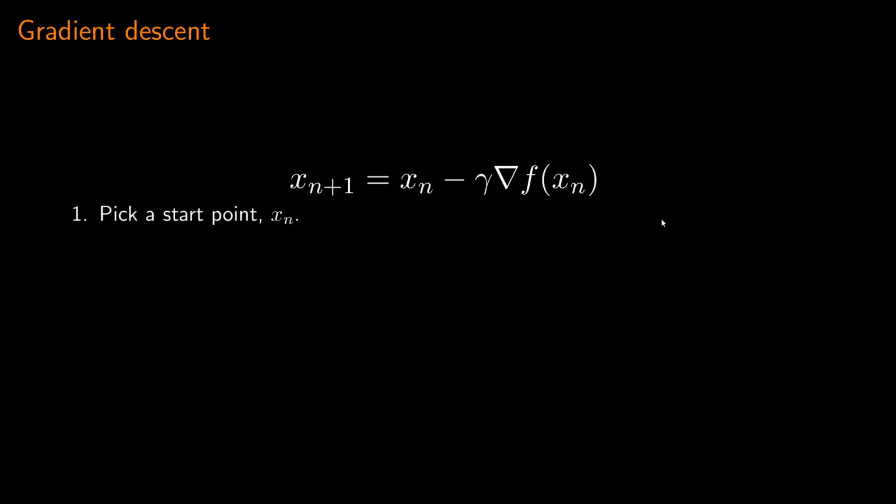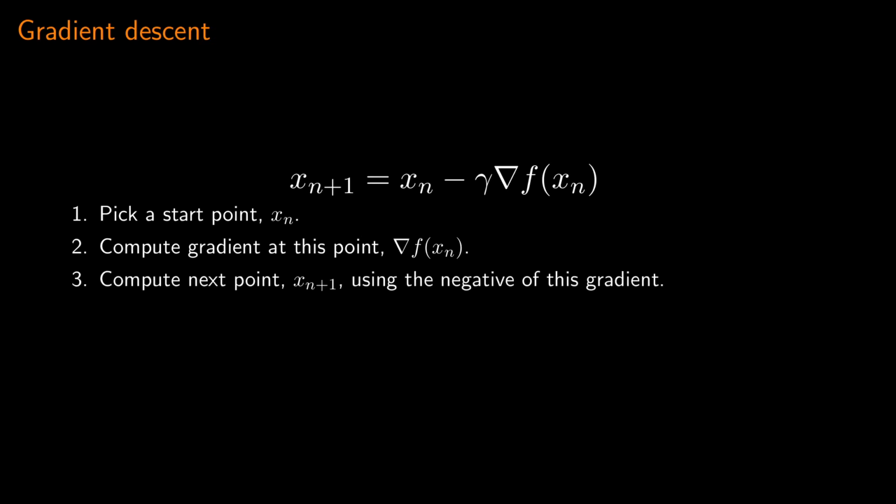Okay, so let's just have a look at what that is. So we pick some starting point x of n, we compute the gradient at that point, which here is represented by del f x of n, so we calculate the gradient, and then we can use that to calculate the next point of x of n using the negative of that gradient multiplied by gamma, our constant. And then we simply iterate steps 2 and 3 until we reach some particular threshold that indicates that we're close enough to what we consider to be the minimum.